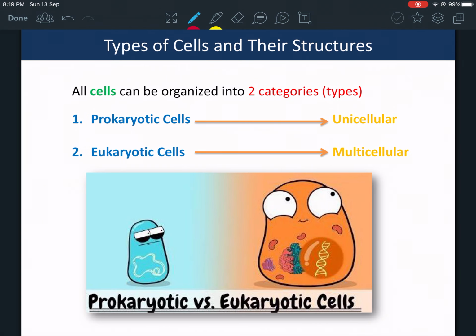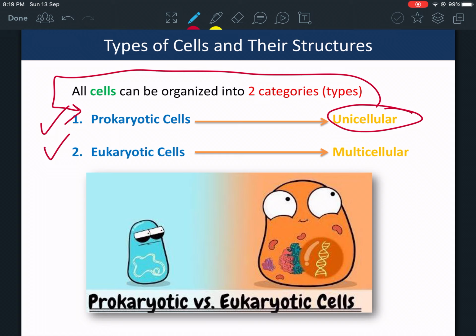I want you to know that we have two types of cells. We have prokaryotic cells and eukaryotic cells. Prokaryotic cells are the unicellular ones. Remember when we said we have unicellular and multicellular? Unicellular we call prokaryotic cells. Say it when you hear me say it in the video. Multicellular we call eukaryotic cells.